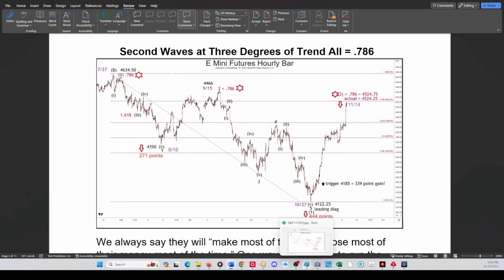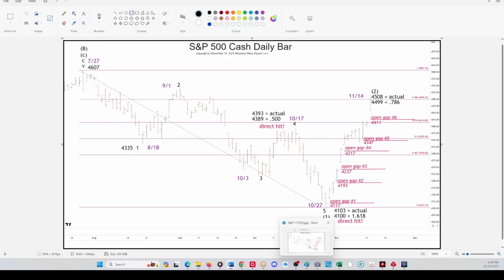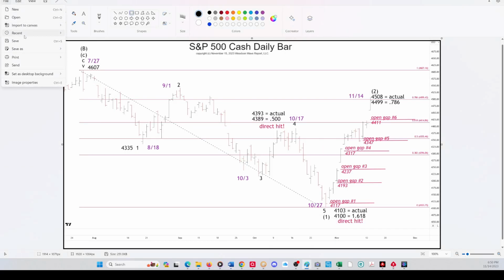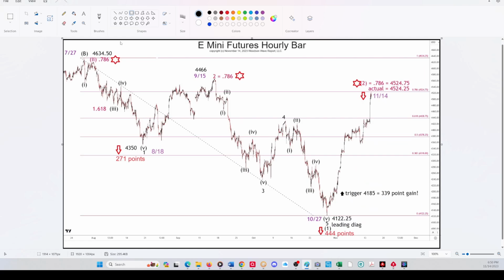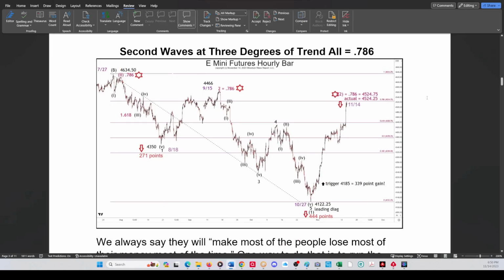Let me see if I have that picture there. Okay, don't think that's the one I wanted. Let me see here. Forgot that hourly market close. Yeah, there it is there with the points. Yeah, I have those arrows pointing down. That's the same one. Okay, so that's it for today.